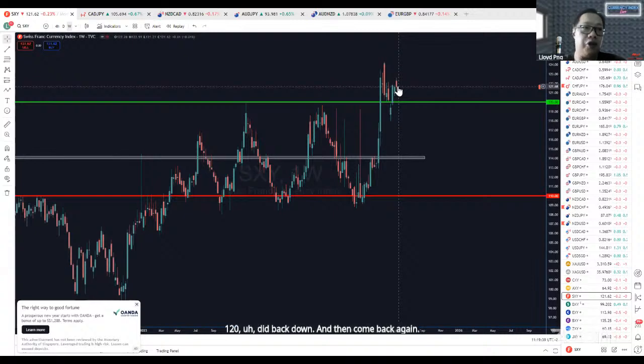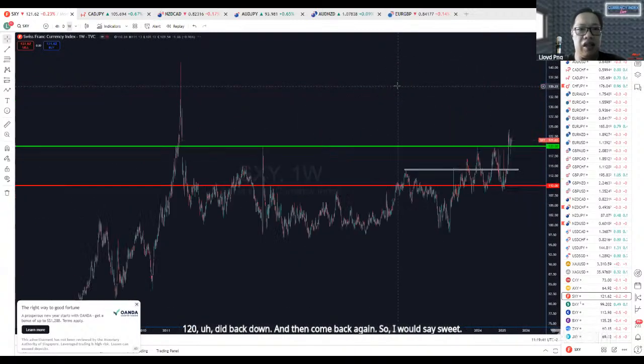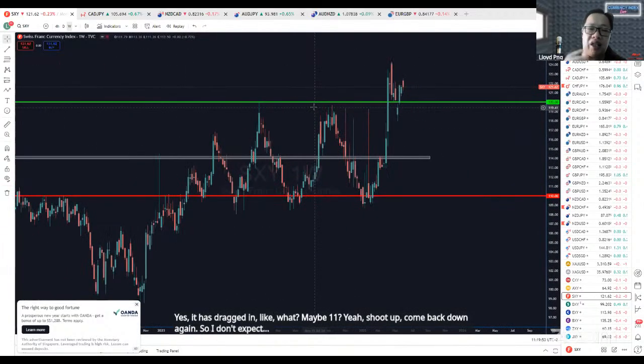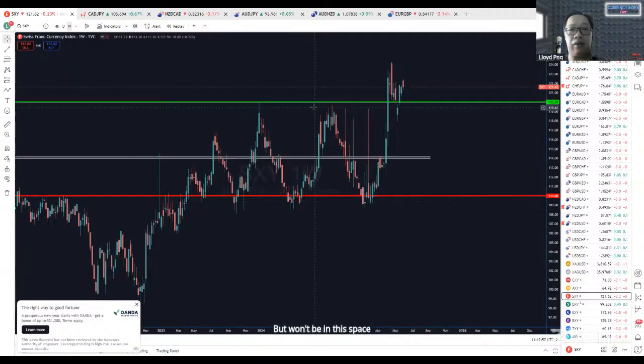So I would say Swiss, look in the past, it has temporarily actually broken this level. You see that it's back in like 2011. Yeah, shoot up, come back down again. So I do expect Swiss can actually go higher, but it won't be in this space for long. Yeah, so ride it while you can.